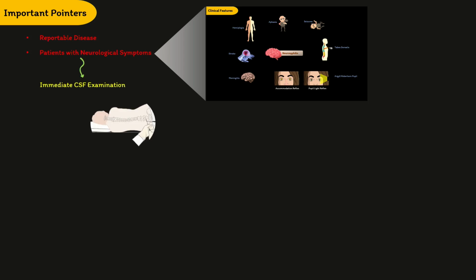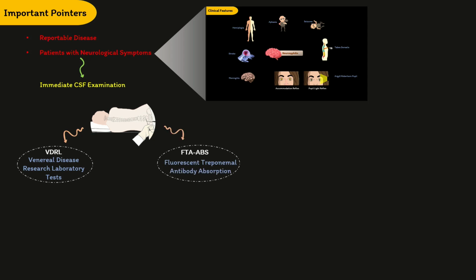Test the spinal fluid with VDRL or FTA-ABS, which is the fluorescent treponemal antibody absorption test, or you can also perform a PCR test as well, which is polymerase chain reaction.